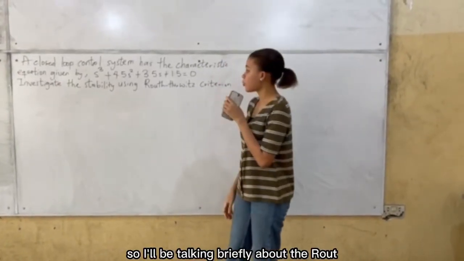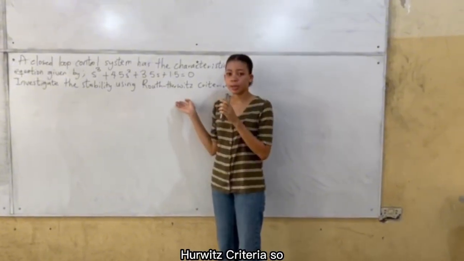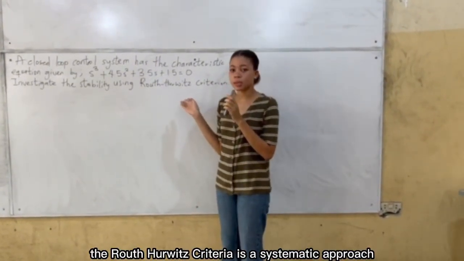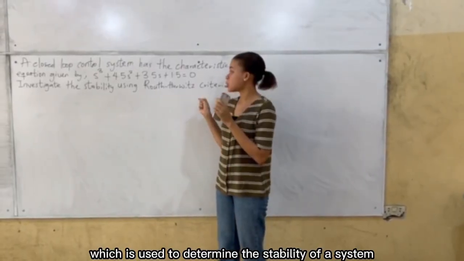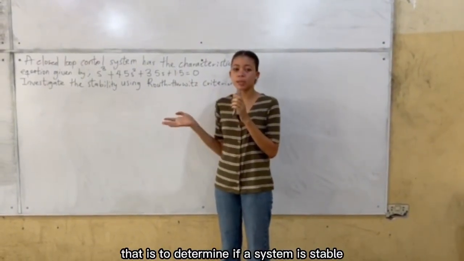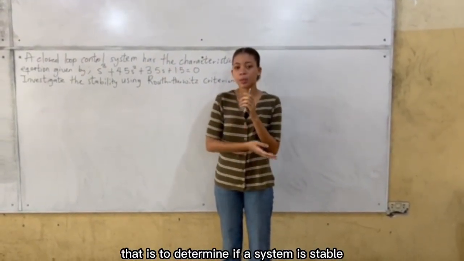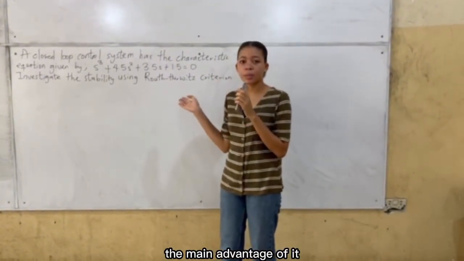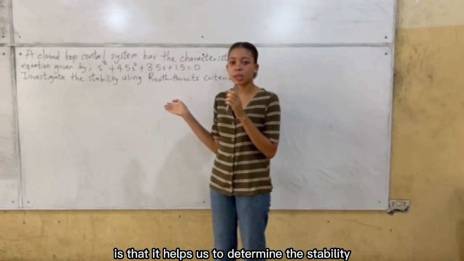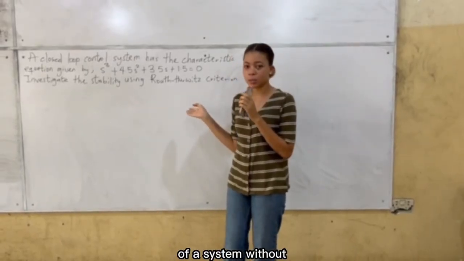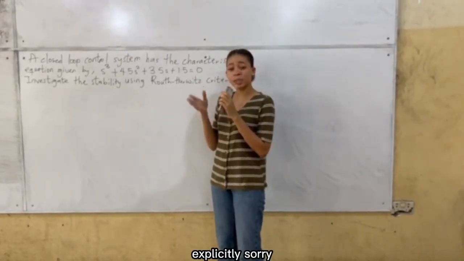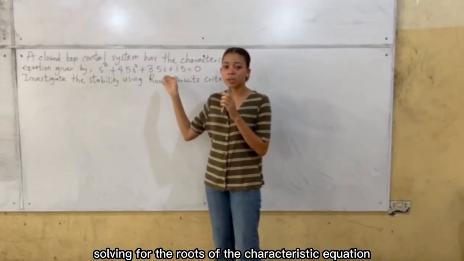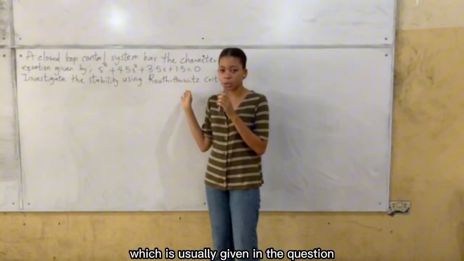I'll be talking briefly about the Routh-Hurwitz criteria. The Routh-Hurwitz criteria is a systematic approach which is used to determine the stability of a system, that is, to determine if a system is stable, unstable, or marginally stable. The main advantage of it is that it helps us to determine the stability of a system without explicitly solving for the roots of the characteristic equation, which is usually given in the question.